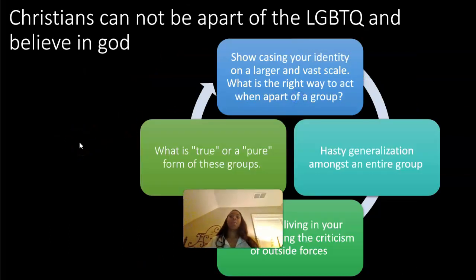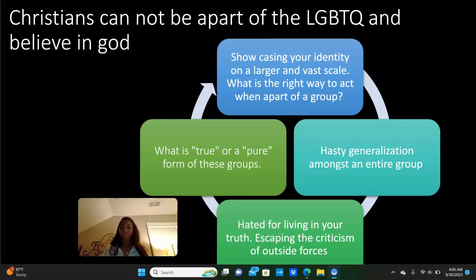Another fallacy I had was that Christians cannot be a part of the LGBT community and believe in God at the same time, because they're two very different opposing groups and they cannot coexist together, from an argument standpoint to some people. Some key notes that I put about this were showcasing your identity on a larger and vast scale.